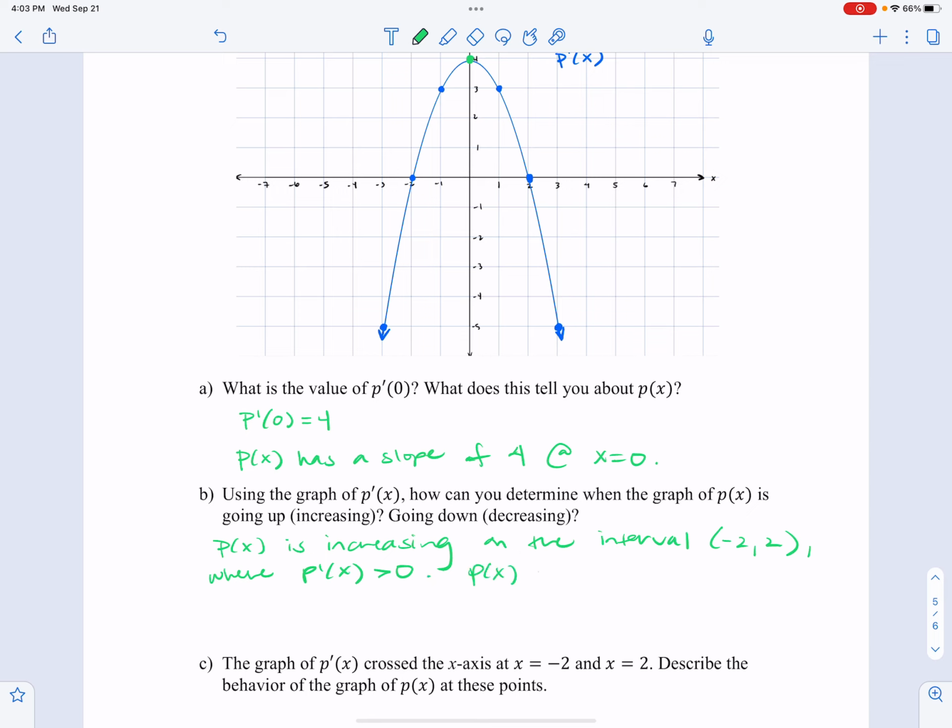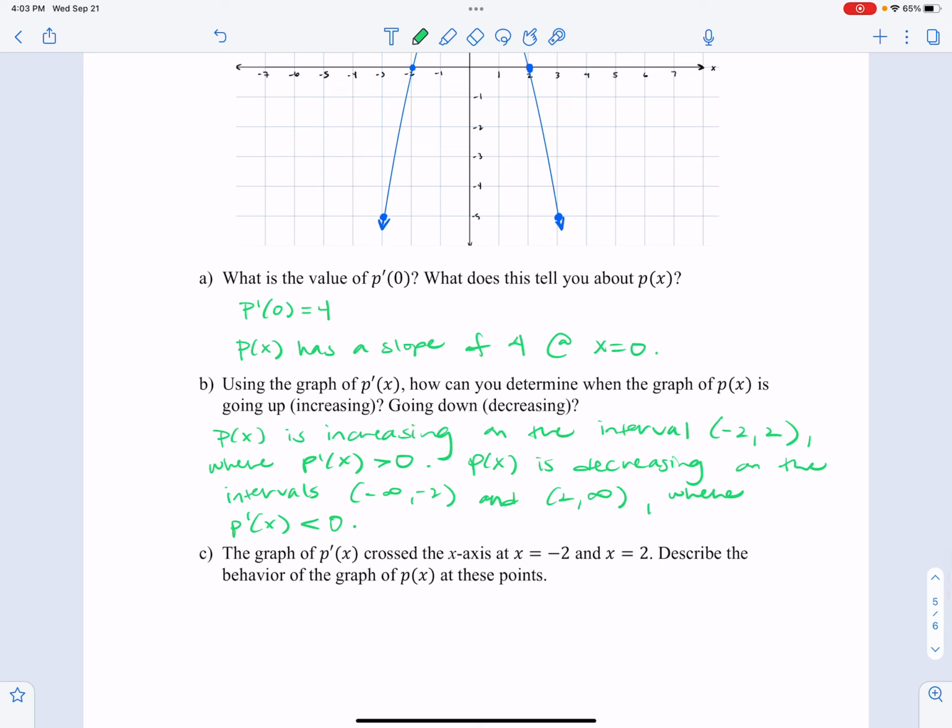p of x is decreasing on 2 intervals. So it's decreasing on the intervals from negative infinity to negative 2 and 2 to infinity, which is where p prime is less than 0, where there would be negative sloping tangent lines on the graph of p of x.